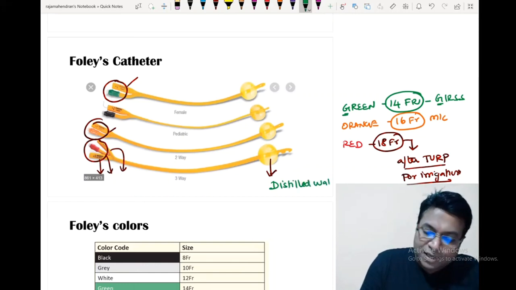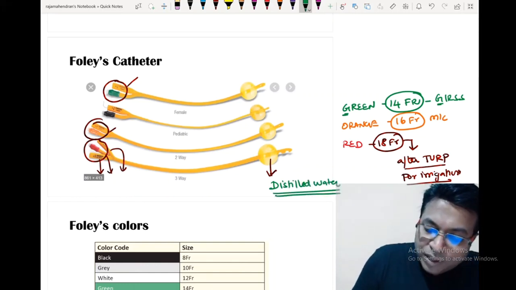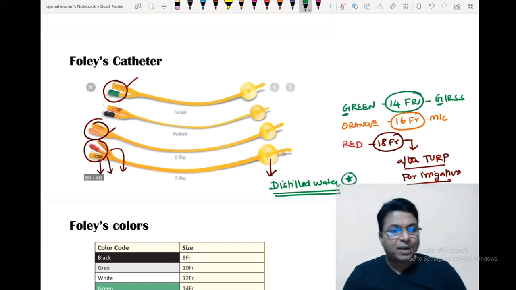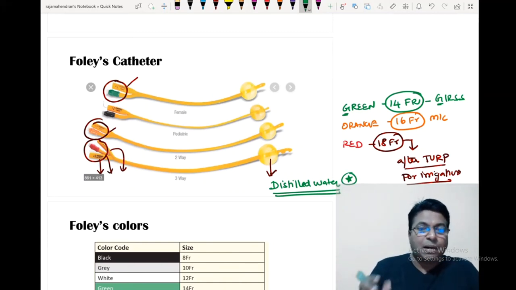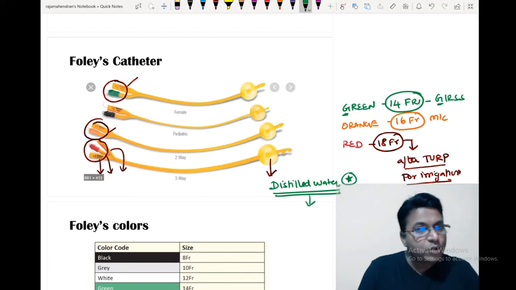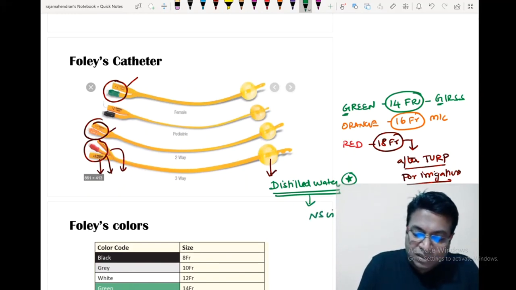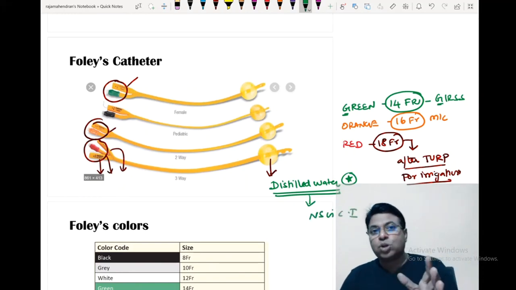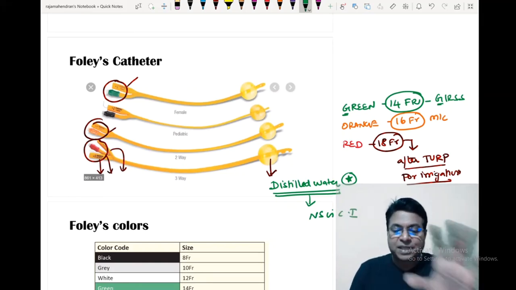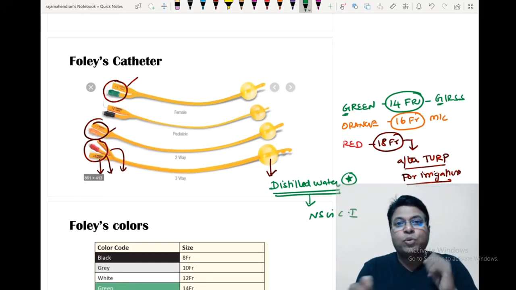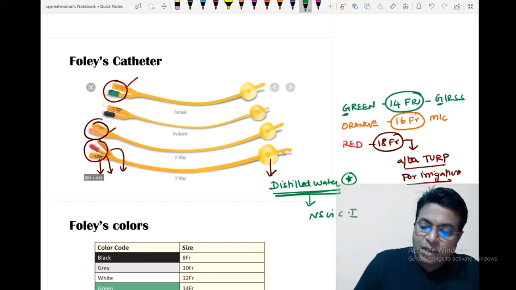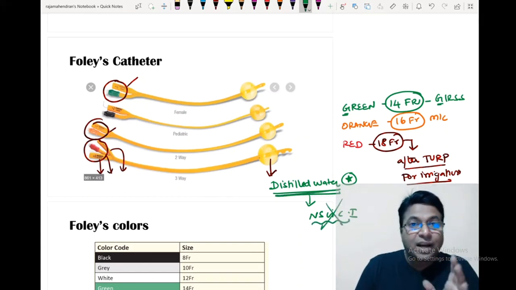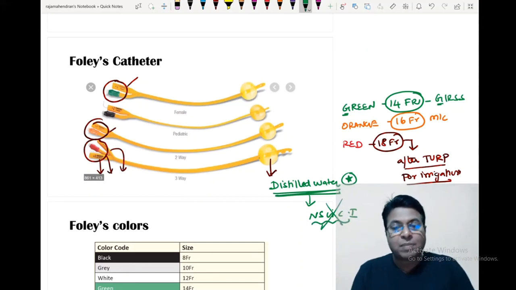Very good. Most of you are answering very well. So, any doubts you can post. I will be stopping for your doubts in between the gaps. So this is distilled water which is used to inflate the balloon. The balloon will be inflated with distilled water only. Don't use anything else. Especially normal saline is contraindicated, because if you use normal saline, that will crystallize and obstruct the balloon. And if you want to remove the Foley's catheter, you will not be able to deflate. Therefore, only distilled water is used. Don't use normal saline for inflating the balloon. Okay, please don't forget, normal saline is not used.